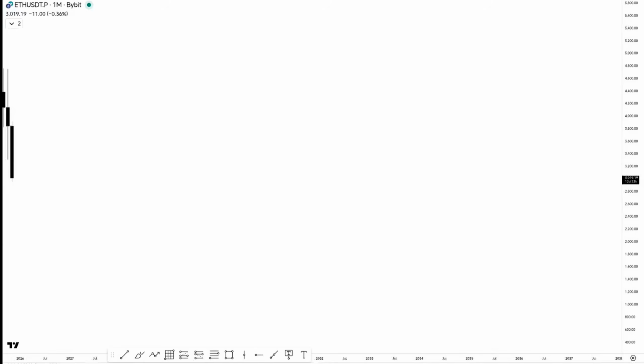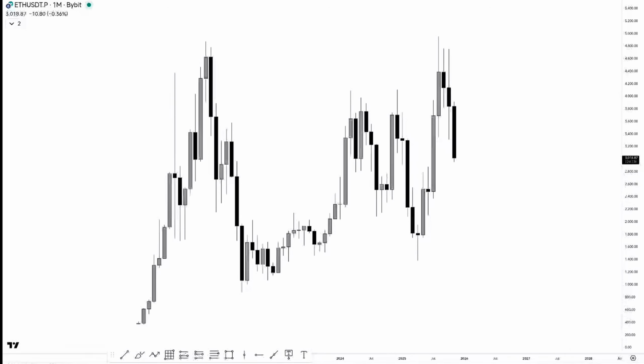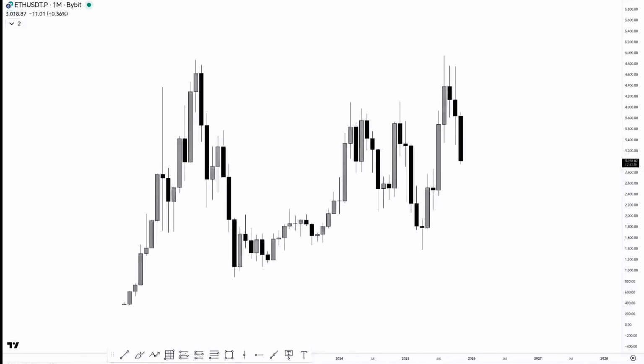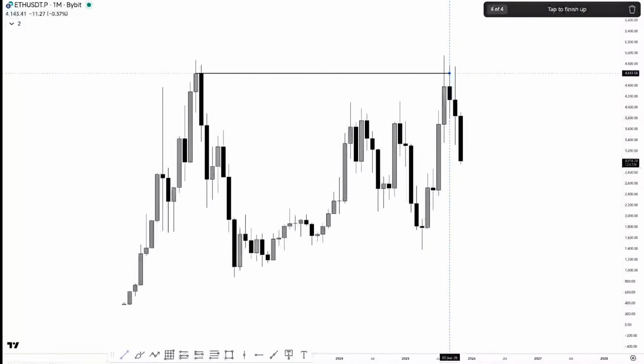So basically, let's move on to the trade recap. Let's not waste a lot of time. Let's just hit the nail on the head. So now basically what do we have here? On a monthly time frame, we had a rejection of the HCP level on Ethereum USDT.